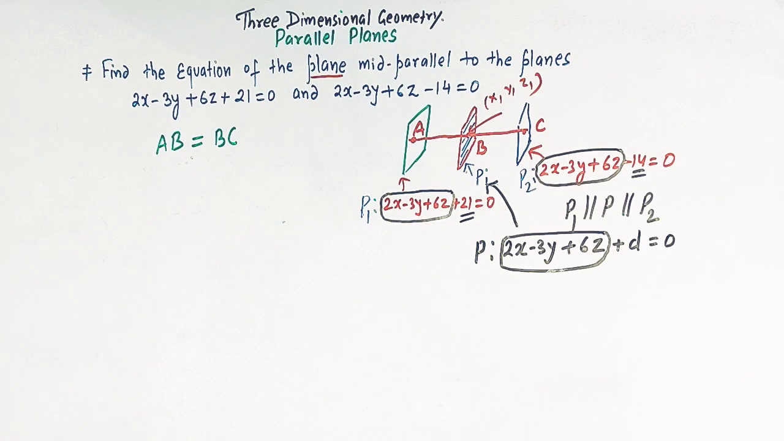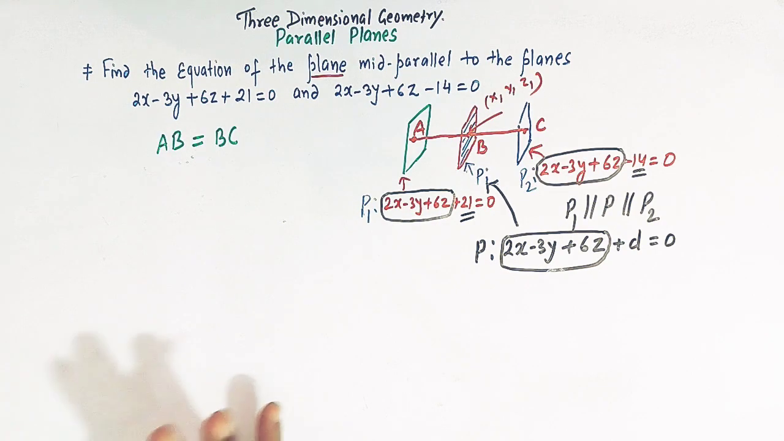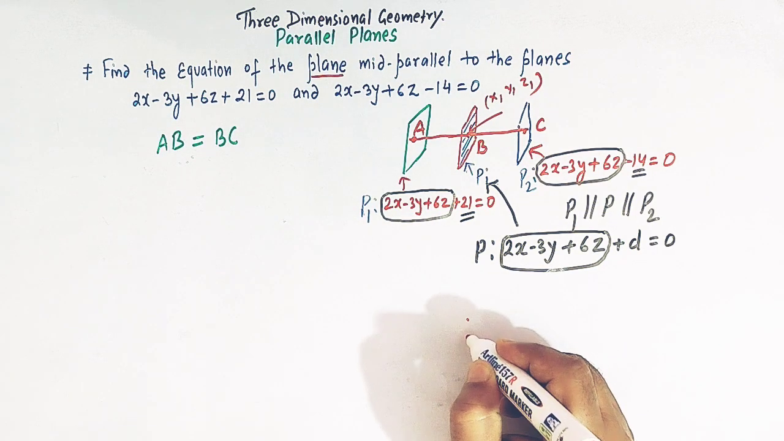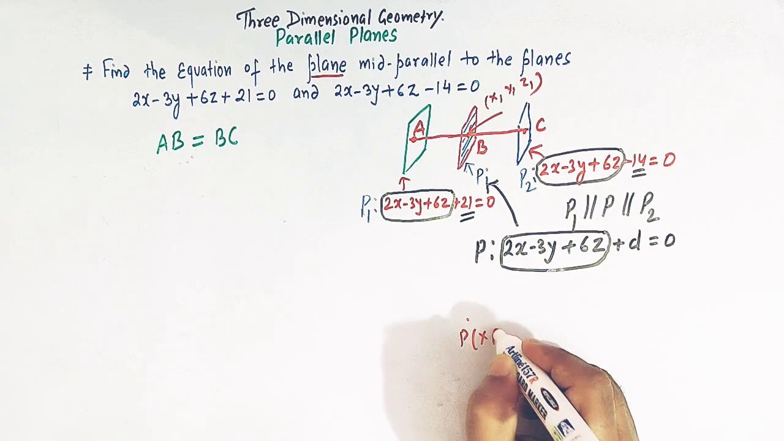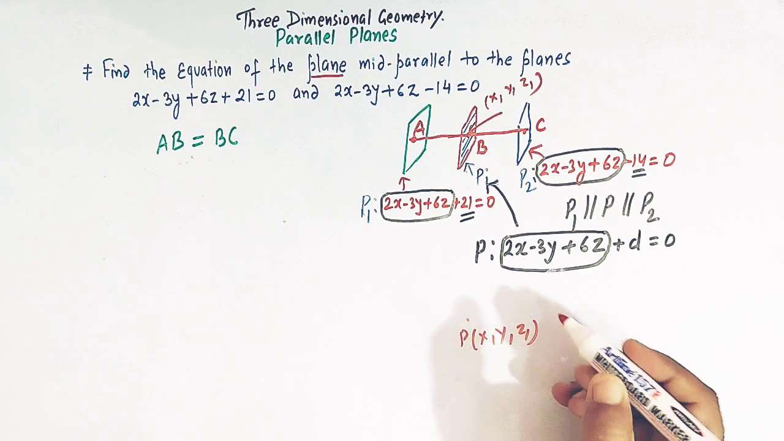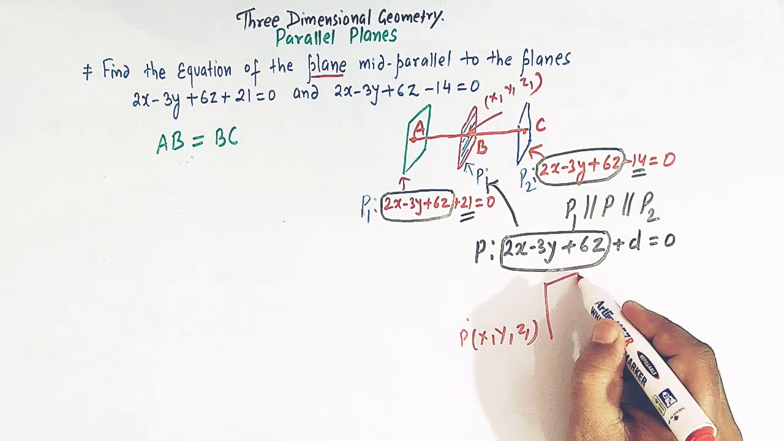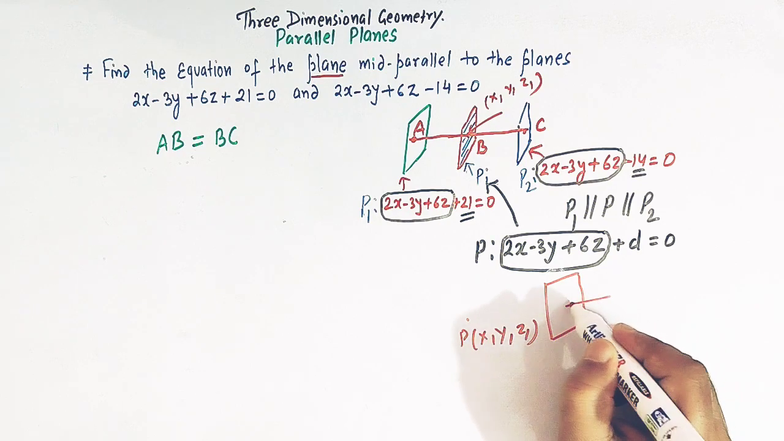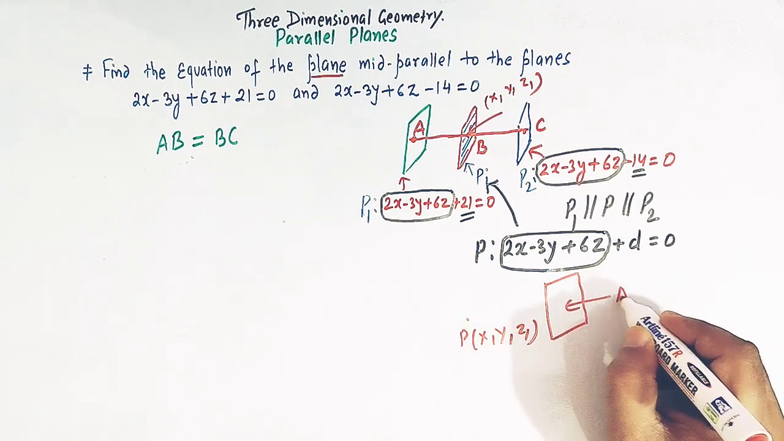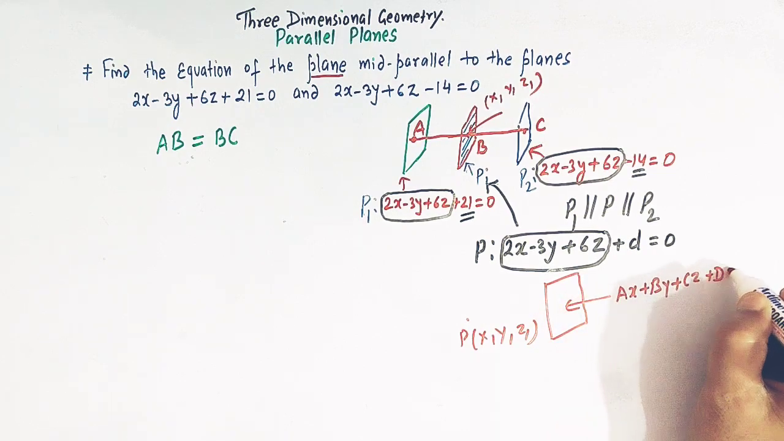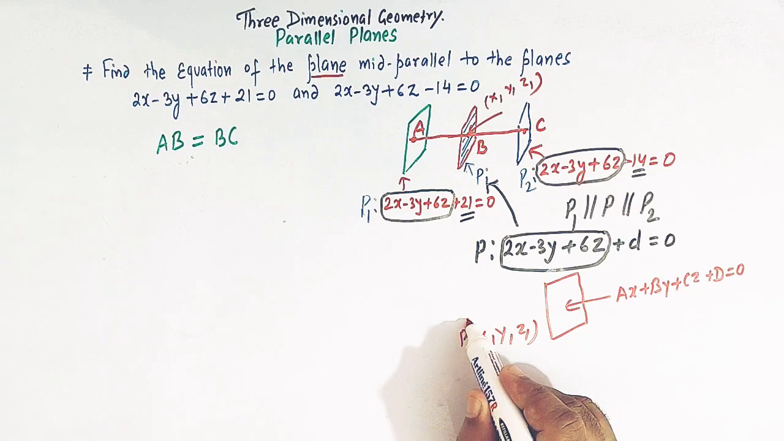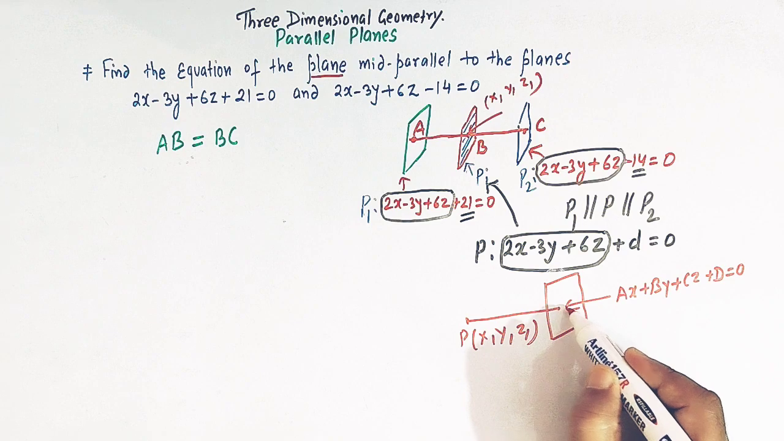So now let us quickly recall the formula for determining the distance of a point from a plane, right? Suppose we have a point P with coordinates x1, y1, z1, and here we have a plane, say the equation of this plane is ax + by + cz + d = 0, right? And suppose we wish to find out the distance of this point P from this plane, right?